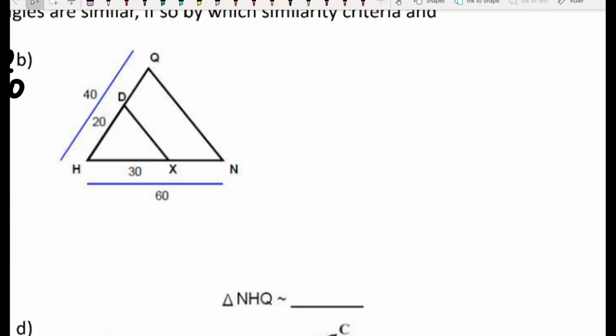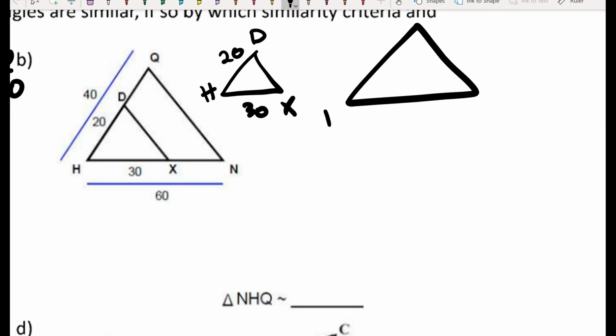So for B, notice I'm only given two pairs of sides. I have a triangle right here, triangle HDX, with side lengths 20 and 30, and I've got the bigger triangle, triangle HQN, with side lengths 60 and 40. Now notice that both of these triangles share angle H. So angle H is congruent to angle H by the reflexive property.